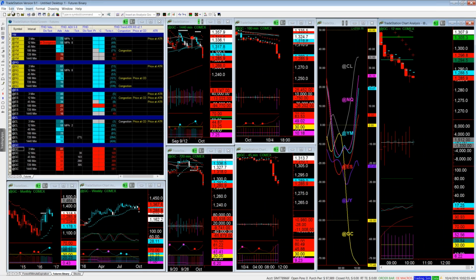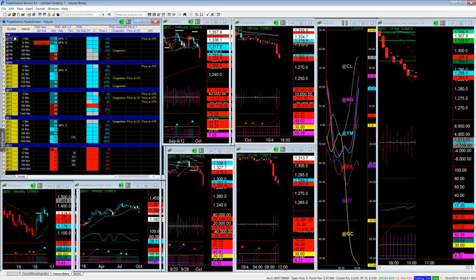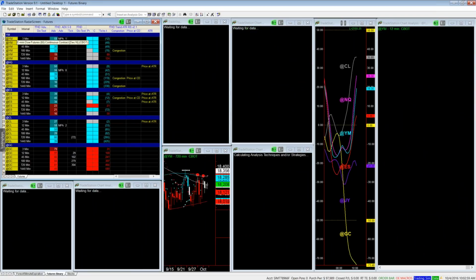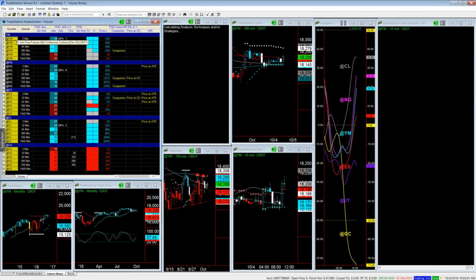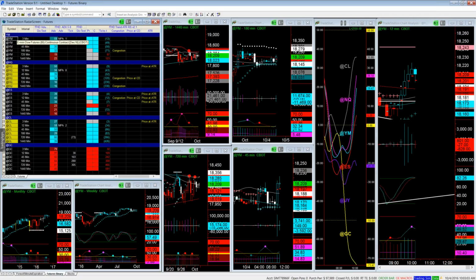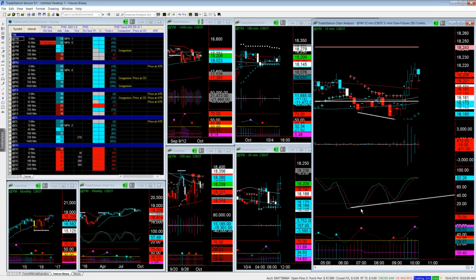Go back and let's look at the Dow. Let's see, I'm not seeing a retracement that makes me say, oh, I want to jump in this. I want a retracement first.